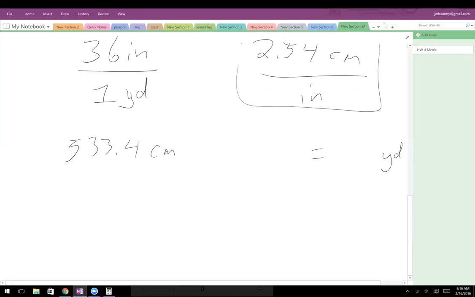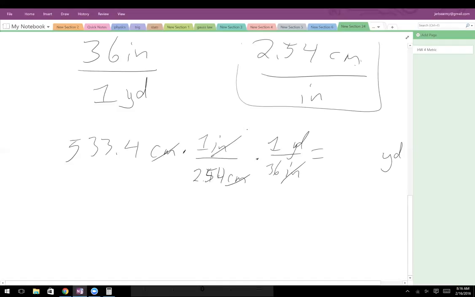Since I've got a centimeter on top, to get rid of it, I need to put a centimeter on bottom. So I'm going to write this thing upside down. That way the centimeter will be on bottom. So this is 1 inch per 2.54 centimeters. That gets rid of my centimeters. Now I've got inches on top, which I don't want. I want to wind up with yards. So to get rid of inches on top, I need to put inches on bottom. Exactly. So 1 yard over 36 inches.